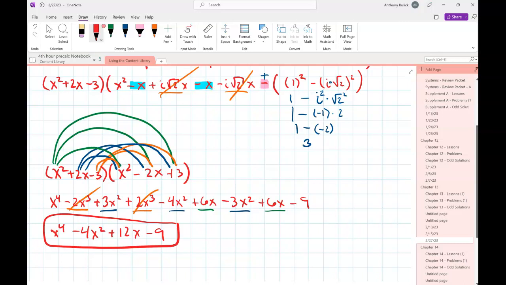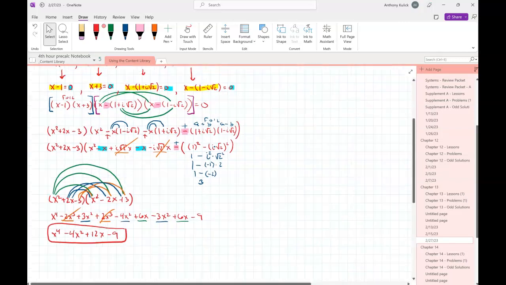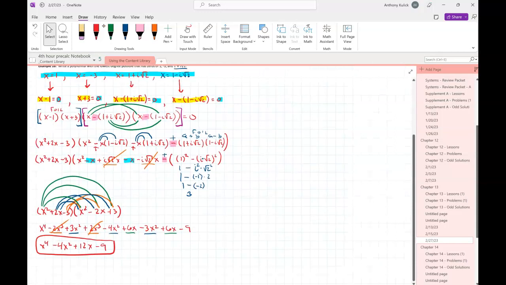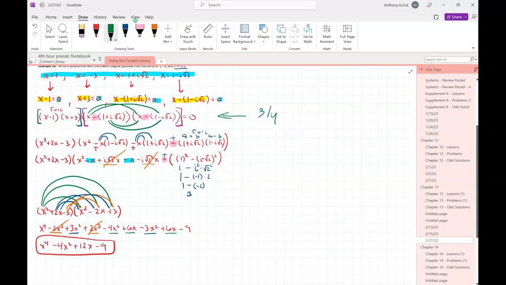Want to hear the good news here, folks? If this is a 4-point problem, getting to here is like 3 out of 4. So foiling it out is just like the 1 point at the end. That was where all the work was. So you can get 75% of the way there. That ain't bad. Right? All right.